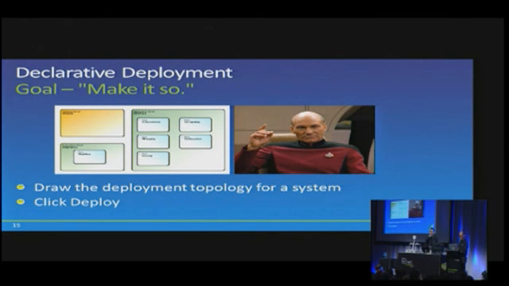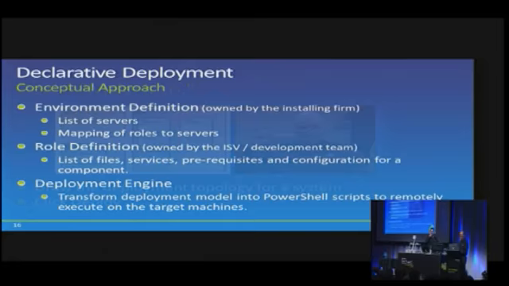They're not too happy with PowerShell scripts. So we have this idea of declarative deployment. Now, has anyone used ClickOnce to do client-side deployment? Okay. ClickOnce has this idea of two manifests. You have a manifest that is owned by the software developer because they know what they're deploying. You have a manifest that's owned by the installing firm because they know what the publish location is and some other details. So we've taken that idea of client-side ClickOnce and applied it to the server.